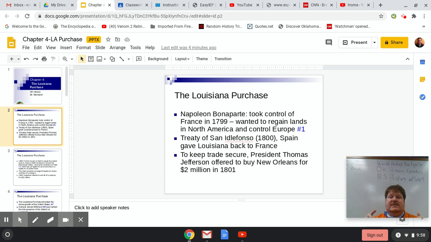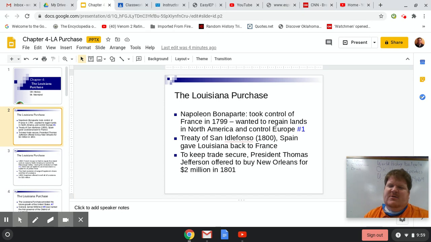about is not just the state of Louisiana, but we're talking about Missouri, Arkansas, Iowa, Minnesota, Kansas, Oklahoma, Nebraska, the Dakotas. The area was under the control of the French at one point in time. Napoleon Bonaparte in 1799 was able to regain those lands in North America as well as certain parts of Europe as he was trying to build his empire.